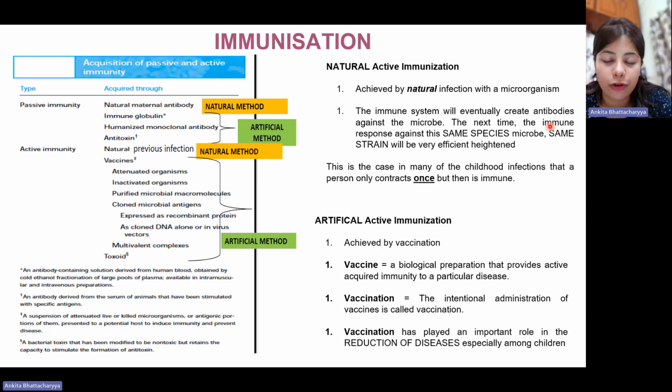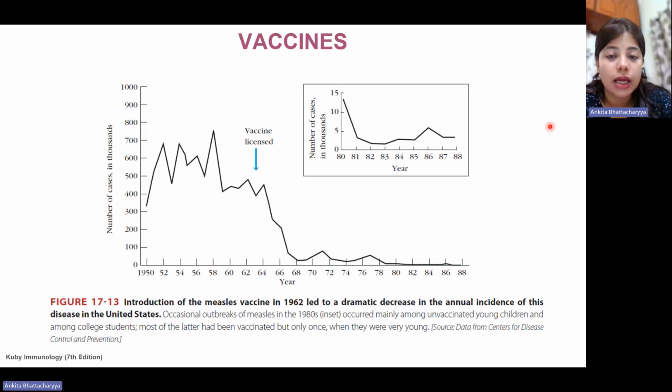It has played an important role in the reduction of diseases, especially among children. Here you can see some data which actually represents this. It is the data for measles, which you also might have heard very commonly. It is not as prevalent as it used to be, say, 50 years ago. So you can ask your parents or your grandparents at home, and that will give you some perspective about how prevalent measles used to be back in the day.